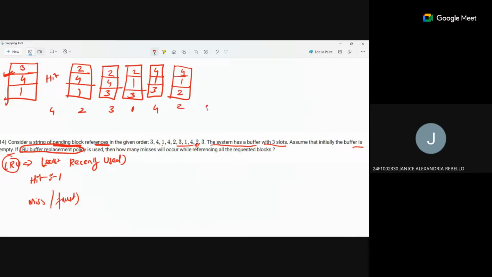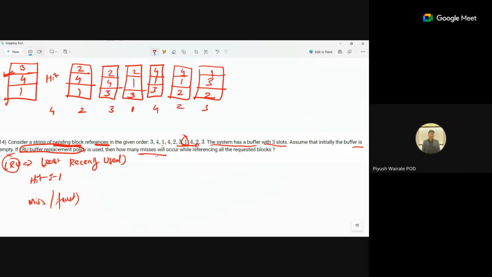Now the next element will be what? 3. Tell me. So 2, 4, 1. So 1 was the least recently used. So we'll replace it like that. 4, 3, 2. So that's it. In the last we will have this particular thing.